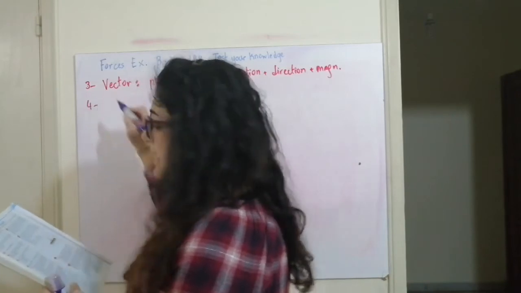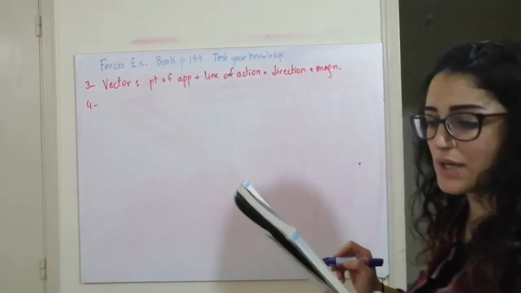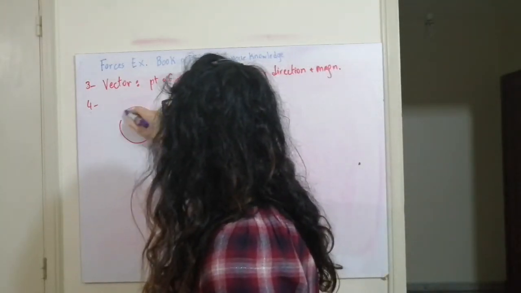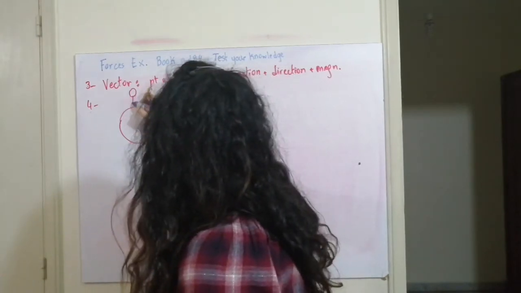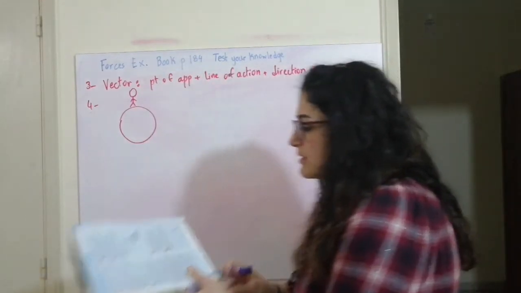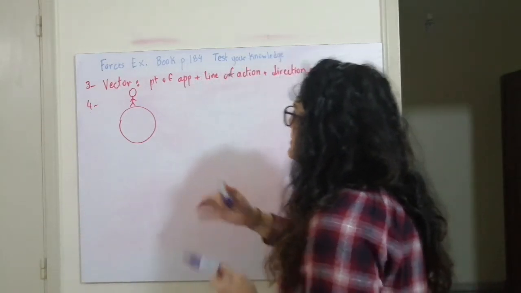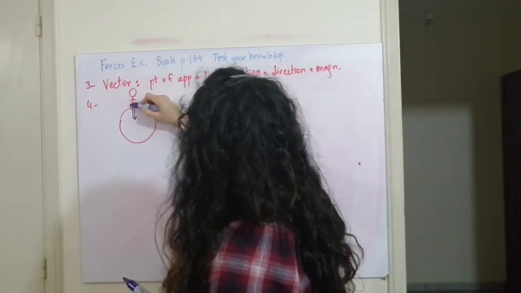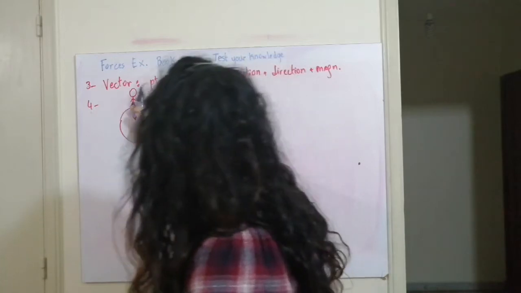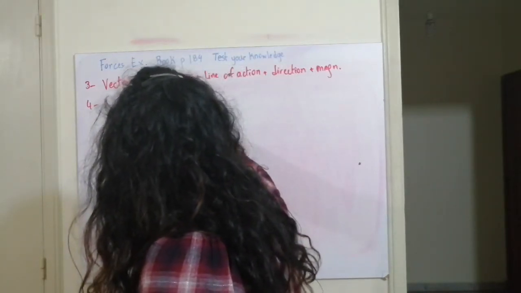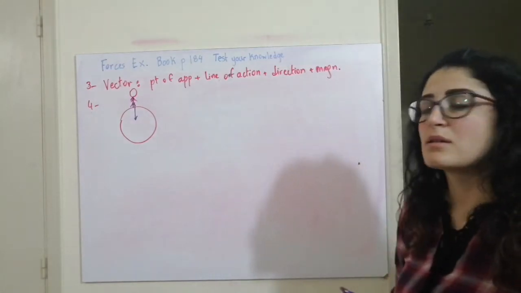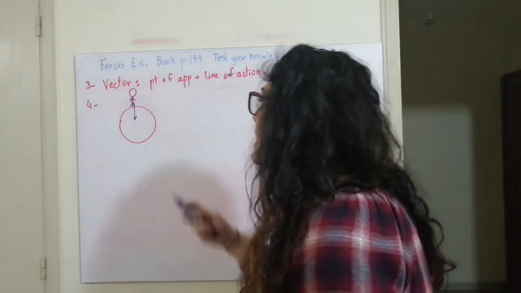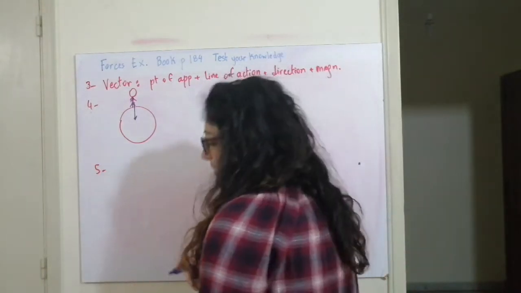Number 4, a body falls under the action of Earth's attraction. Represent the interaction between the Earth and the body. This is the Earth. Let's say this is the body. It can be a person or an object. So the Earth attracts the body. We also have the reaction of the Earth on the body. As we said, forces come in pairs. So I will always have two forces having the same magnitude, opposite in direction.